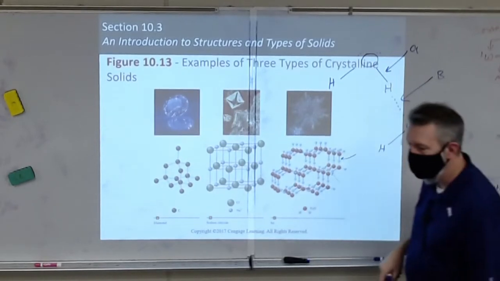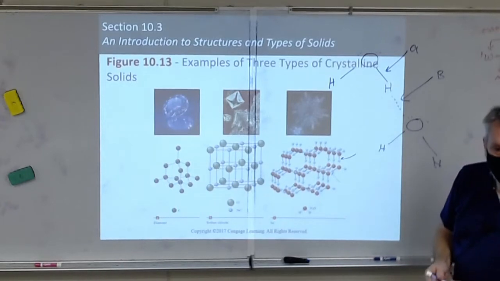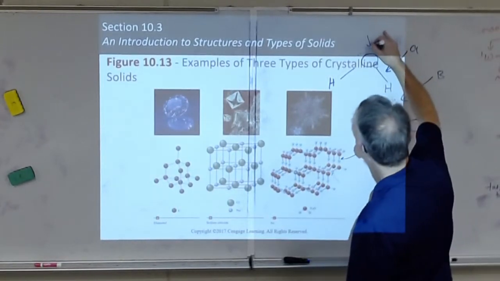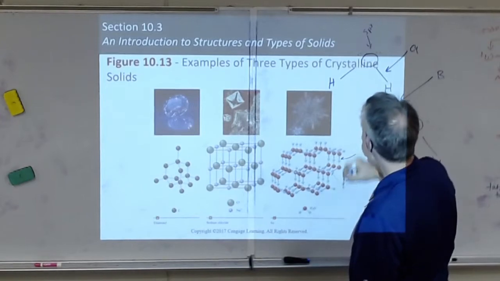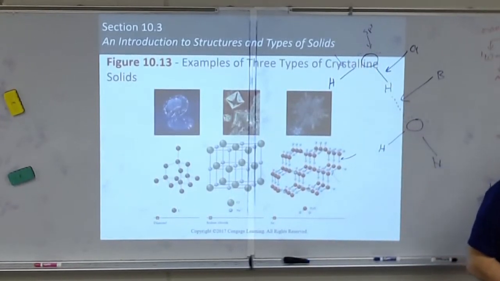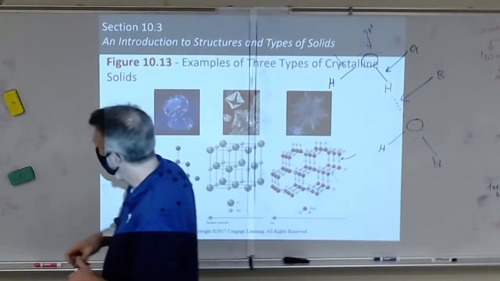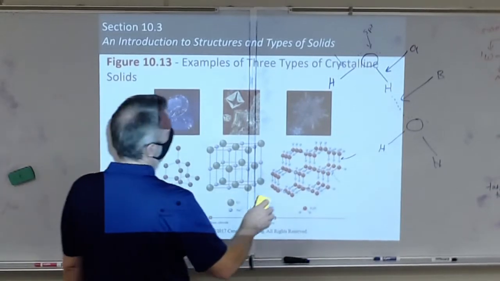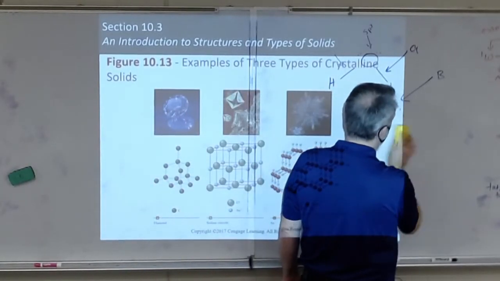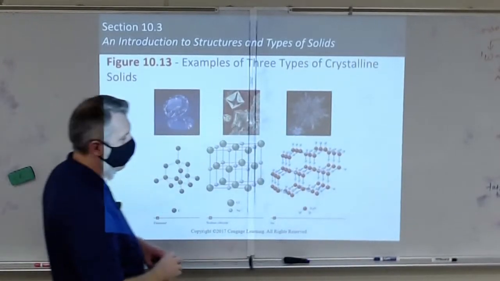Sp2 hybridization. What is that? Which one? Oxygen. Oxygen is sp2 hybridized. Okay? That's a bent structure. What's going on there? 109.5. How many pi bonds? None. Zero. How many sigma bonds? Two. There we go. All right. Good.